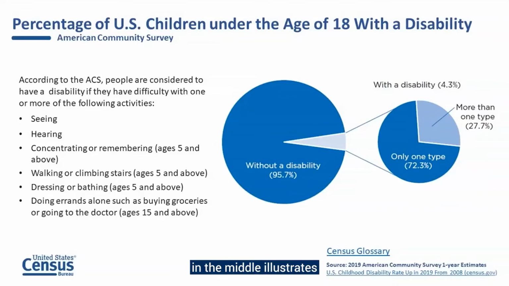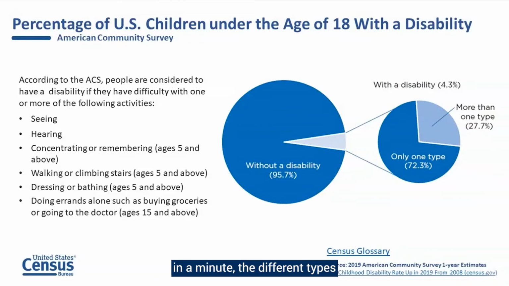The pie chart in the middle illustrates that the percent with a disability are in light blue, and those without a disability are in dark blue. And of that 4.3% with a disability, almost 3/4 are living with one type of disability, while 27%, 1/4, experience more than one type of disability.